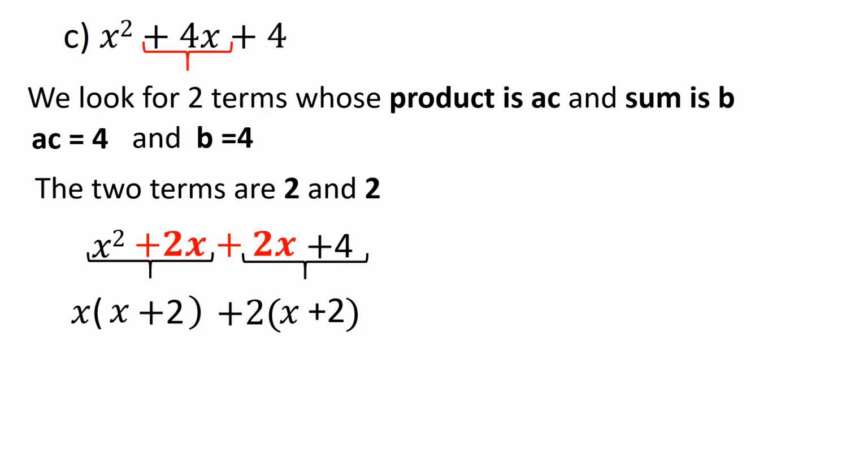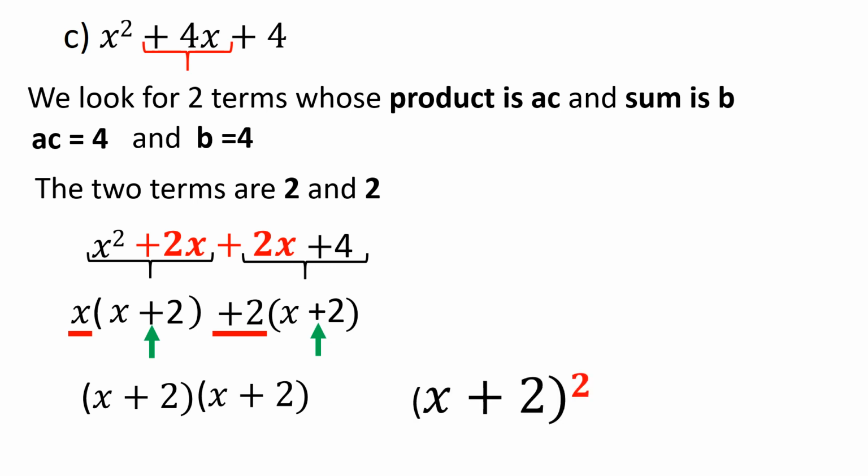X plus 2 is common, so we write x plus 2, then enclosed in a bracket. Then we take the common, which is x plus 2, again enclosed in a bracket. This would have been our final answer, but it is good to take note that x plus 2 multiplied by x plus 2 is a term multiplied by itself, which means the same squared. So this can be written as x plus 2 everything squared, which now can be declared to be our final answer.